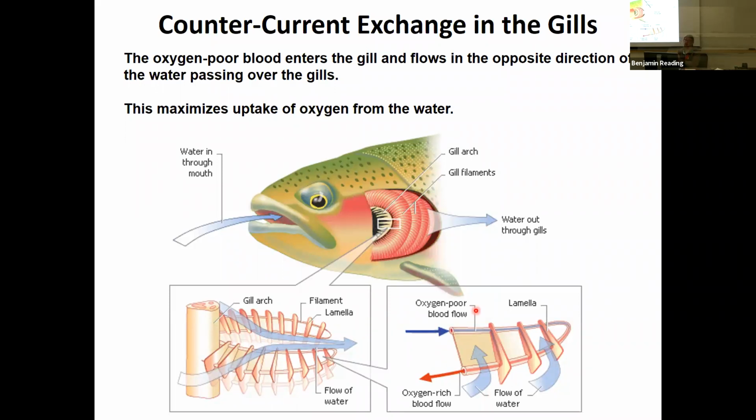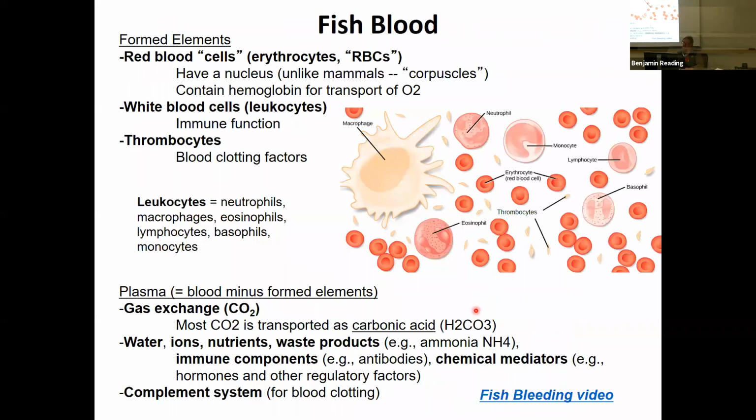This maximizes our countercurrent exchange or countercurrent multiplier. This maintains an optimal gas diffusion constant across the entire surface of the gill, so that the fish is able to maximally extract oxygen from the water. Okay, so again, just a summary here of the 2 videos, and it's a figure you can look at.